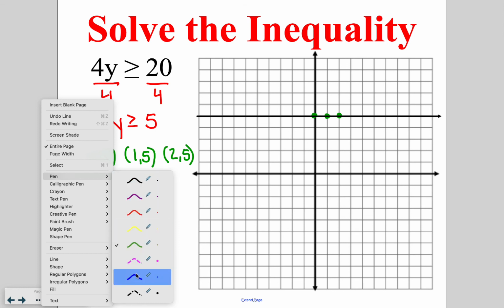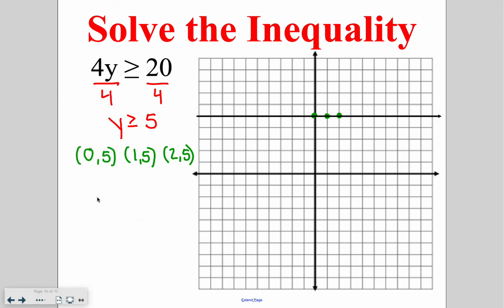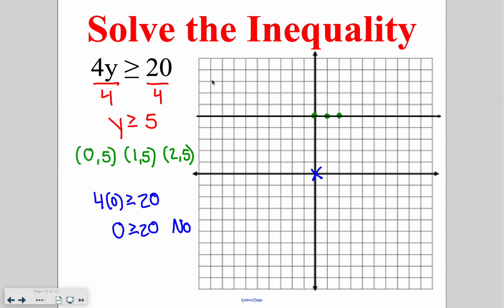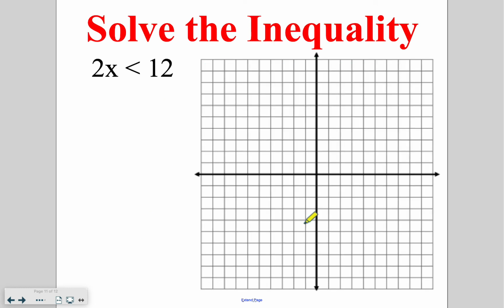Once again, you still have to plug in a test point. So I'm going to, once again, use 0. So 4 times 0 is greater than 20, giving me the statement 0 is greater than 20, which is false. That does not work. So that means 0, 0 is not included in my graph. So I'm going to shade the other side of the line, aka above the line. And all of my solutions up here are going to give me the correct answers to this inequality. Anything below the line would not. Go ahead and try this one on your own.